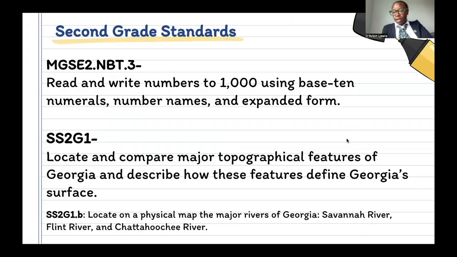For Prompt 1, I use two second grade standards, the first being MGSE 2.NBT.3, which is read and write numbers to 1,000 using base 10 numerals, number names, and expanded form. I also use the standard SS2G1.B, which is locate on a physical map the major rivers of Georgia: Savannah River, Flint River, and Chattahoochee River.